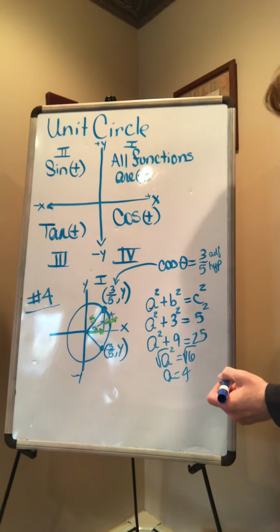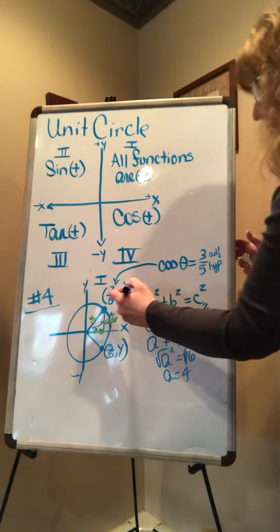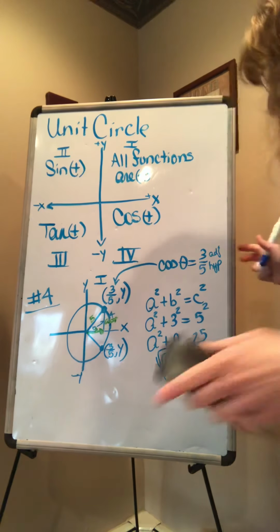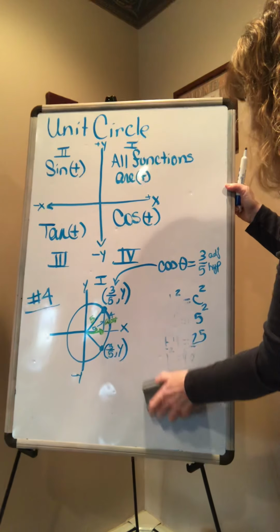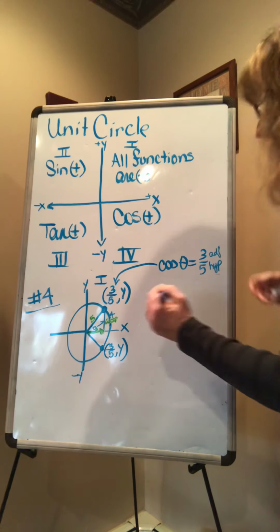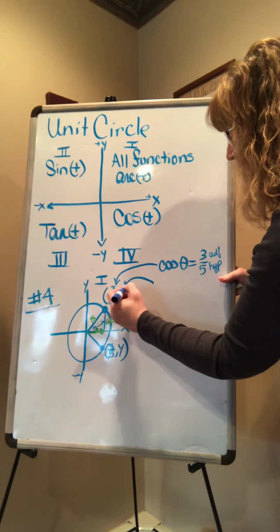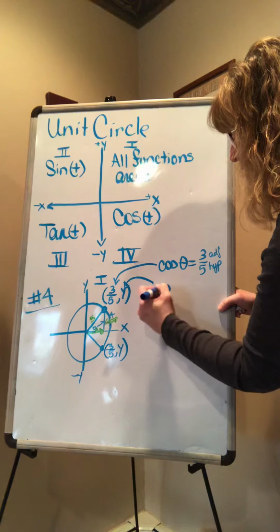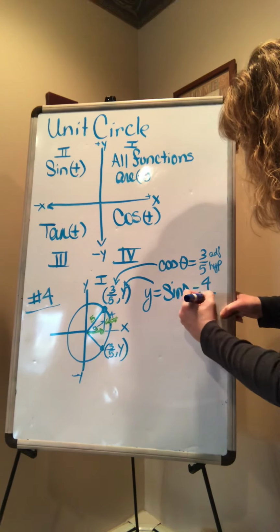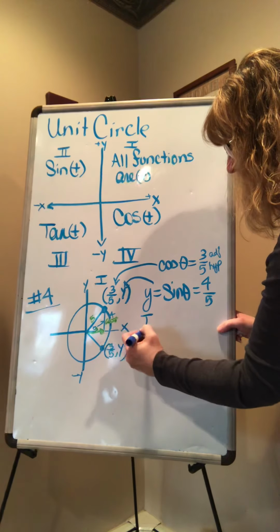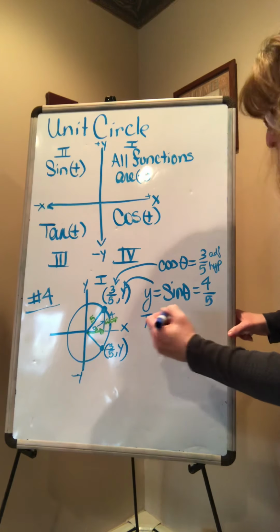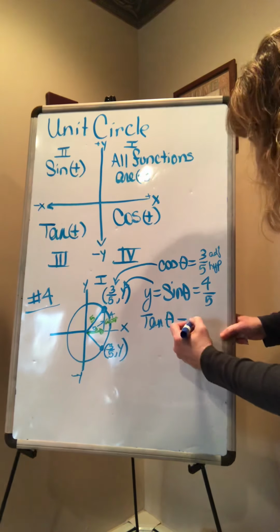So once I know that, I now know my sine, and I'm going to just erase this, hopefully you wrote that down. So now that means y equals the sine of theta, which is now 4/5. And if I want it, the tangent of theta is now equal to 4/3.